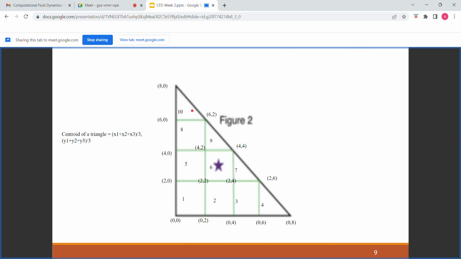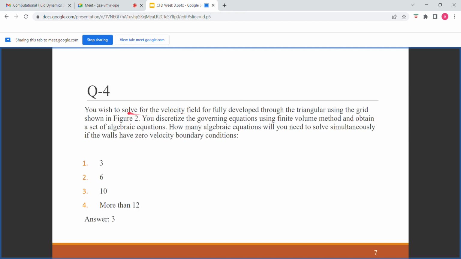So the question 4, what they have asked is: you wish to solve for the velocity field for fully developed flow through the triangular duct using the grid shown in figure 2. You discretize the governing equations using the finite volume method and obtain a set of algebraic equations. How many algebraic equations will you need to solve simultaneously if the walls have zero wall boundary conditions? From this we can say that since there are 10 cells, we will get an equation for each individual cell. So the answer to this question is option 3, that is, 10 equations.